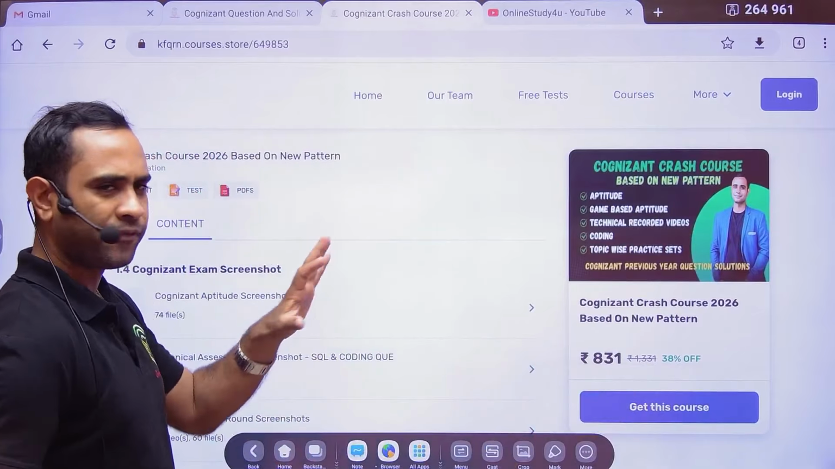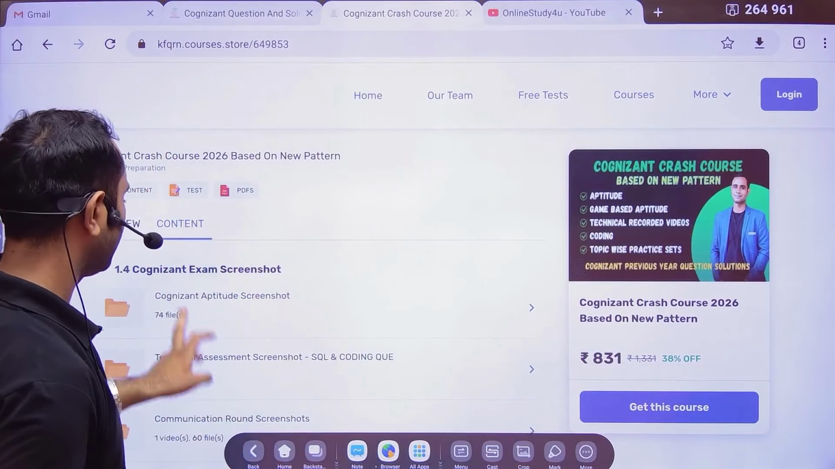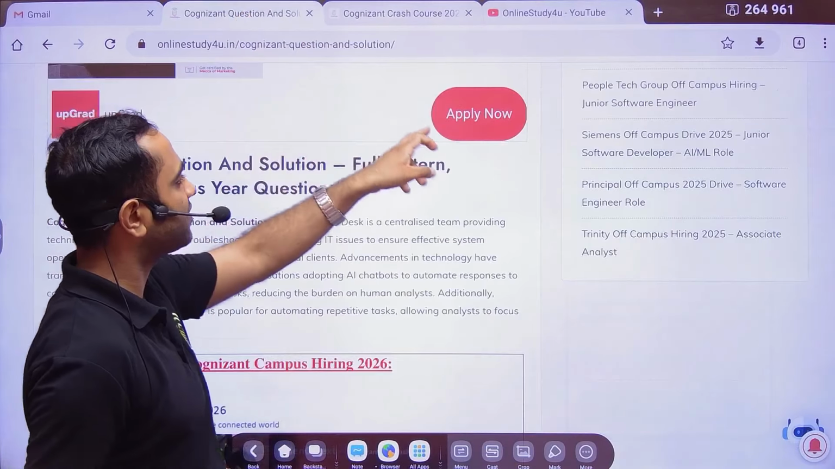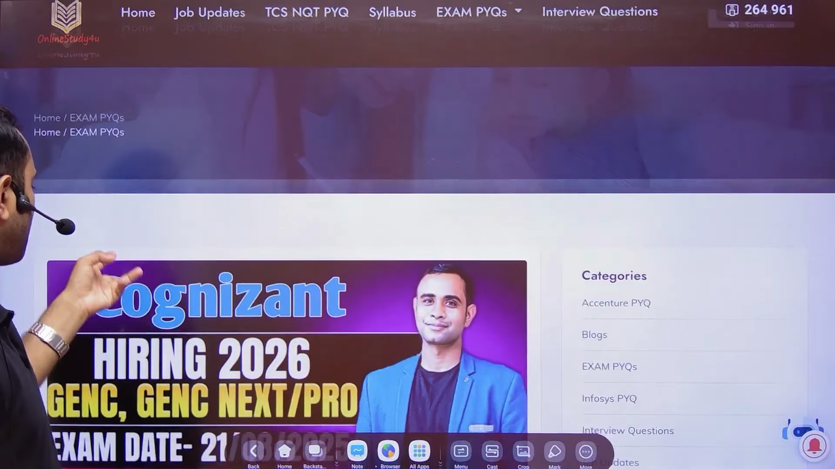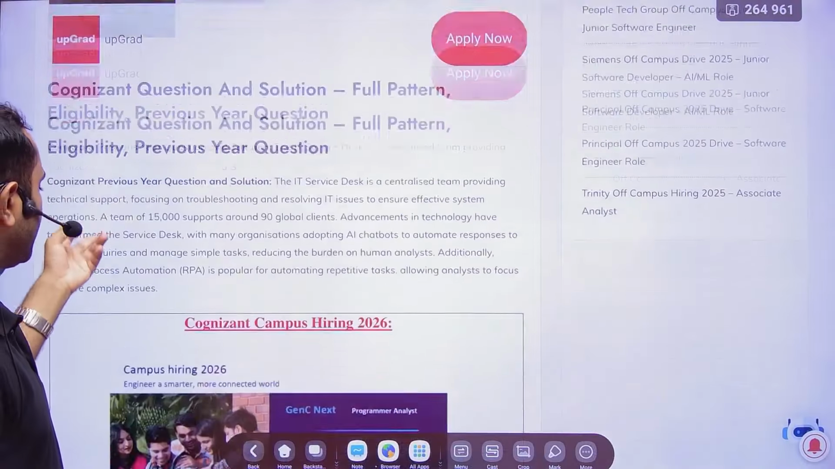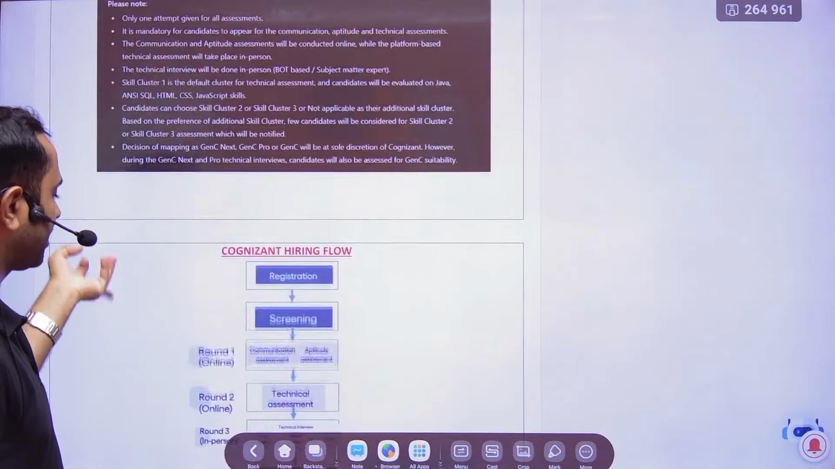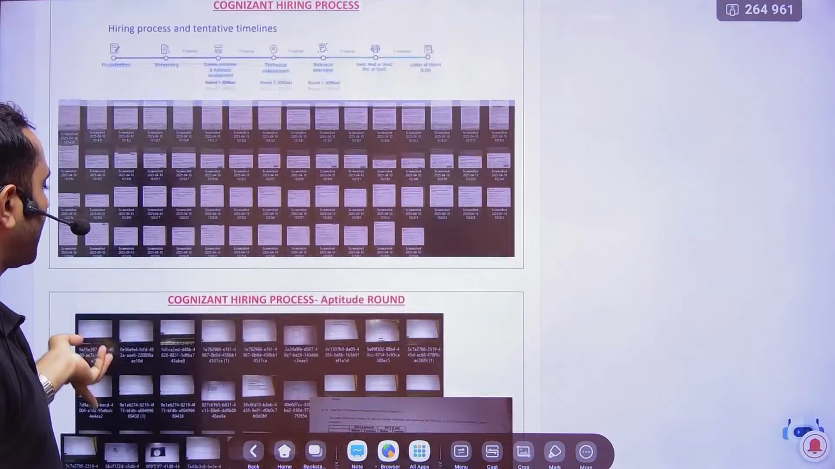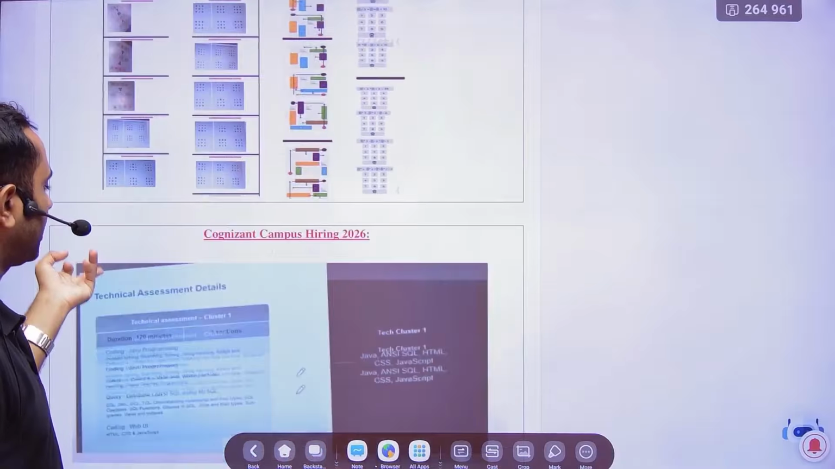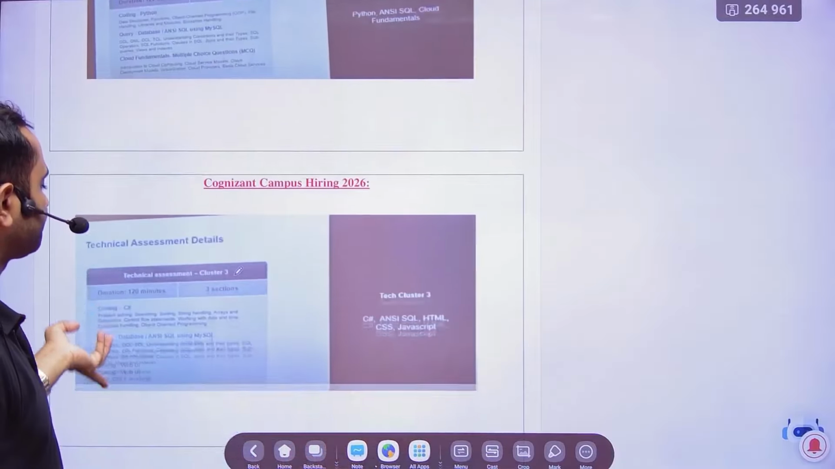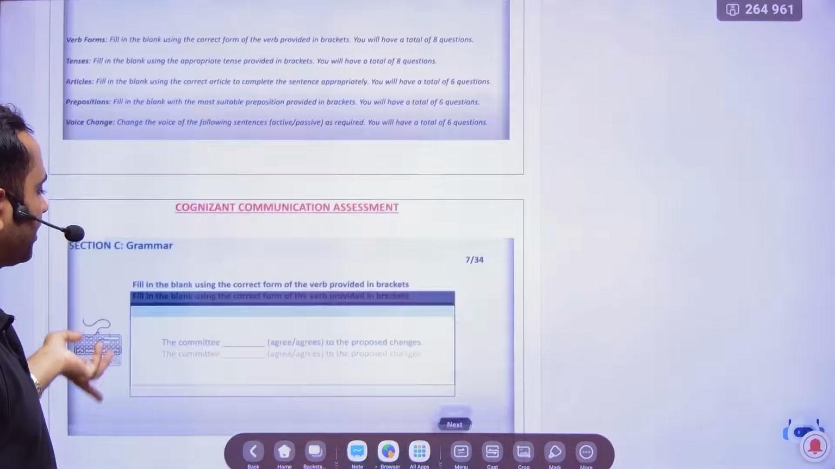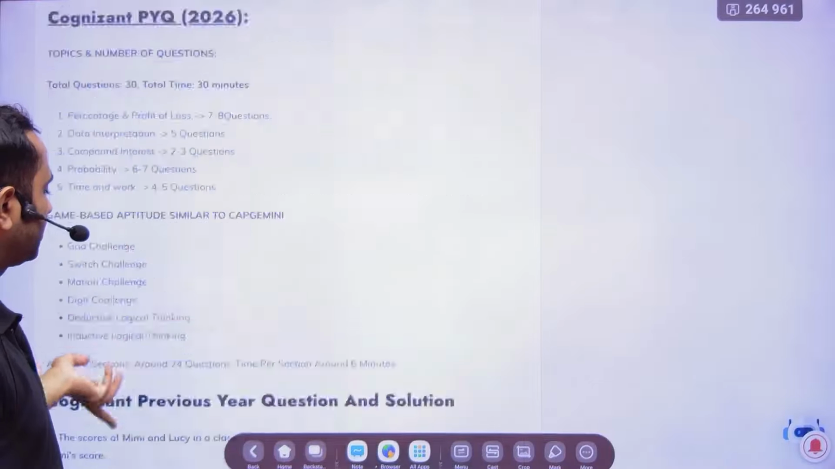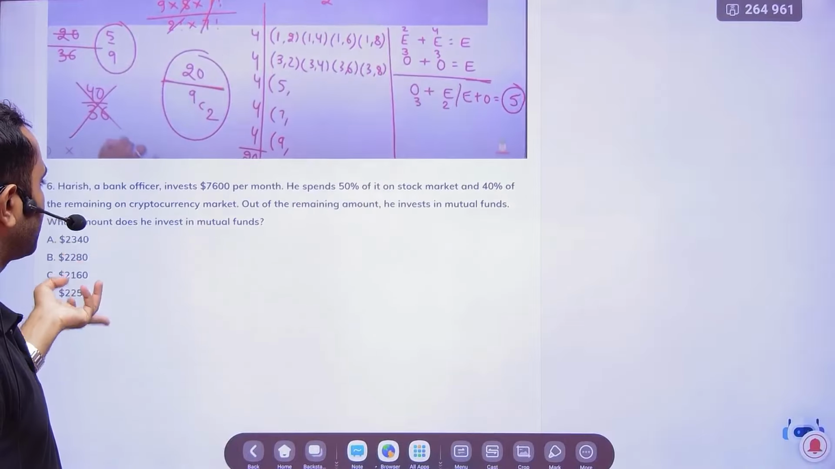Very good. And if you really want to crack Cognizant, then go for this crash course. Even the previous year questions I have kept here for free. So, this link, Cognizant hiring 2026. Here is all the pattern, first the pattern will be there, and after the pattern you could see the communication round screenshots, and then you could see the aptitude screenshots.